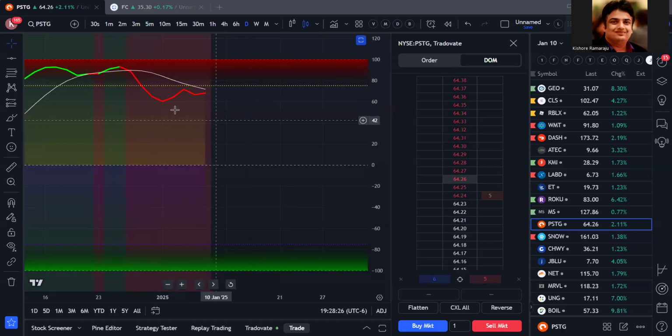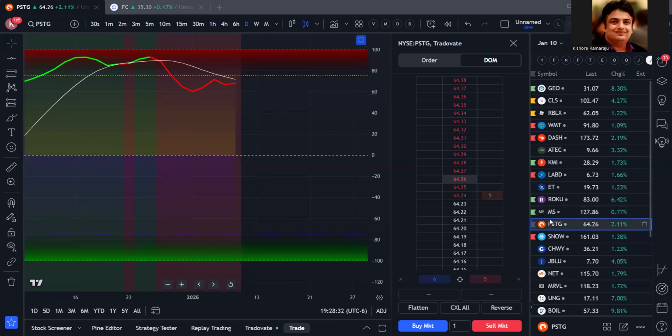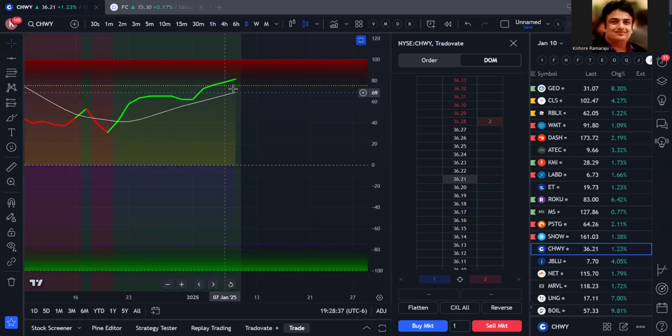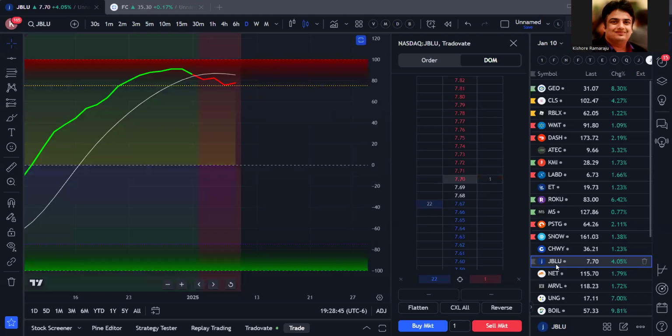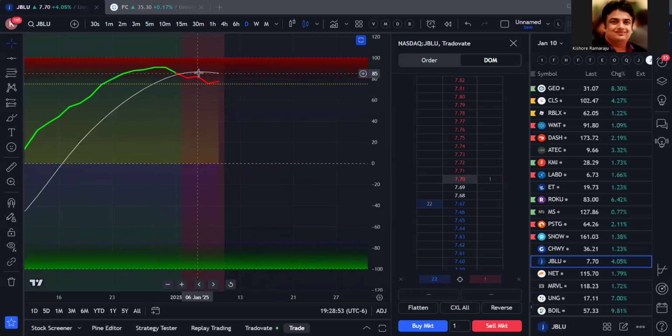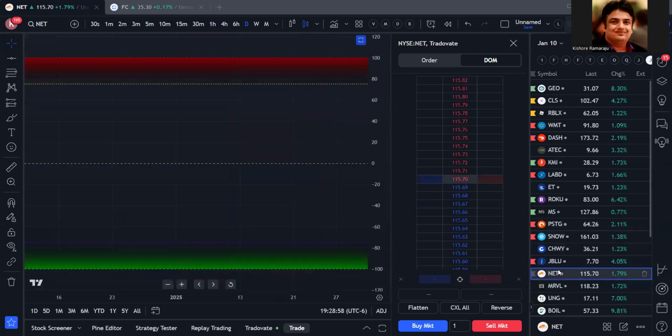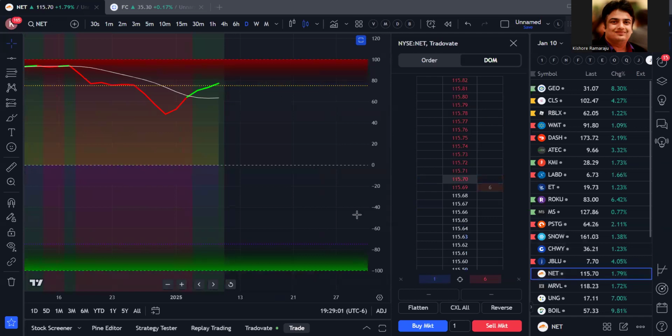And then PSTG, it went all the way up. Now sellers started taking the control. Chewy, it can still go up a little bit, but it is close to the overbought area. JetBlue, last 1 month it was bullish. Now it is in the overbought area. So there is a high chance for a drop. Net can go up for another 3 4 days.